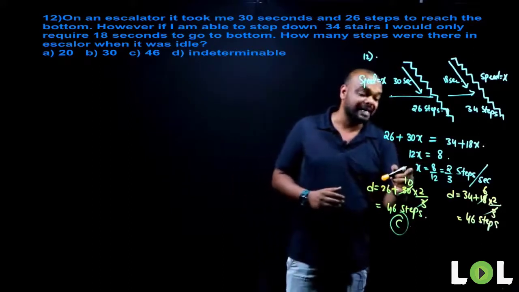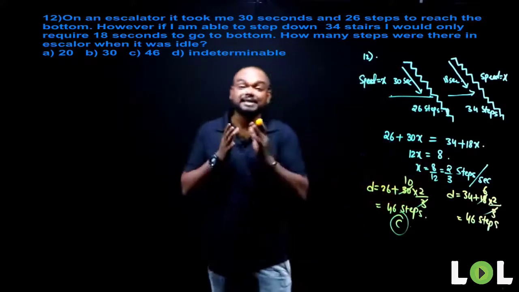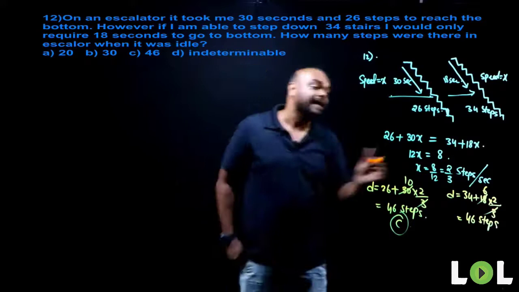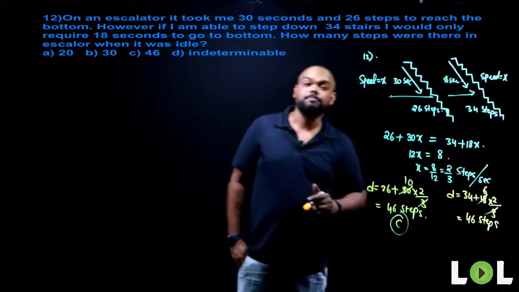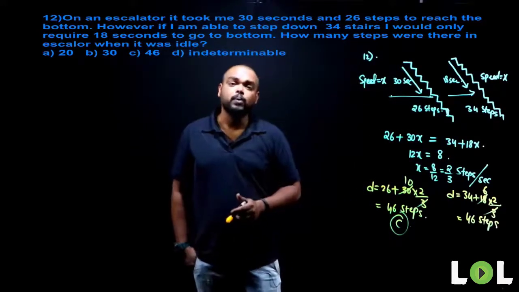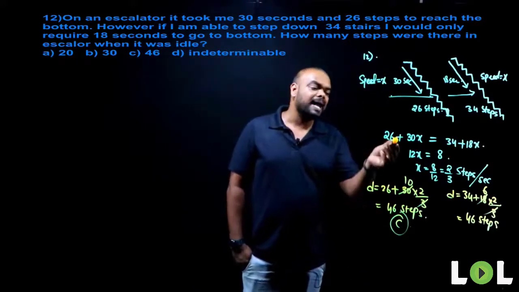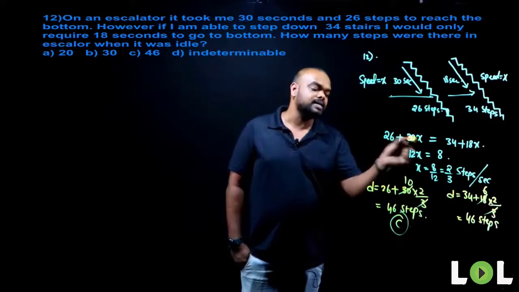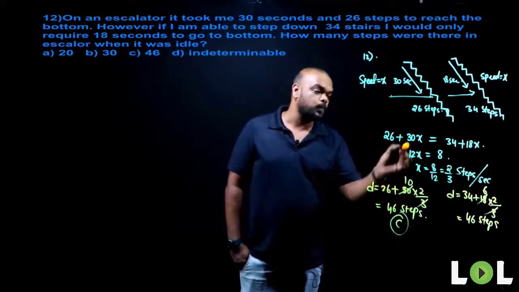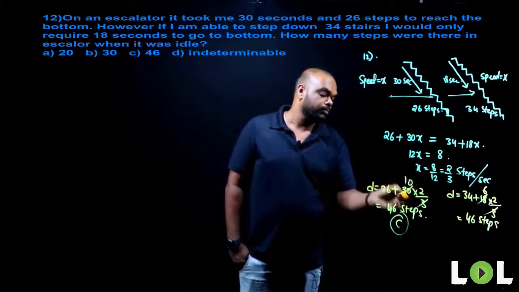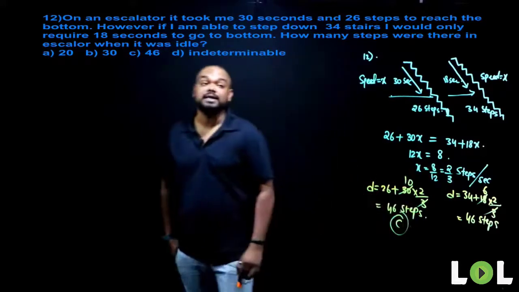If I do that, I'll get the x value, which is 2 by 3 steps per second. That is the speed of the escalator. But what do we want? We want the total distance. Well, I can apply it here. If I take the total distance, 26 plus 30x, the x value is 2 by 3. 30 into 2 by 3, you'll get exactly 46 steps.